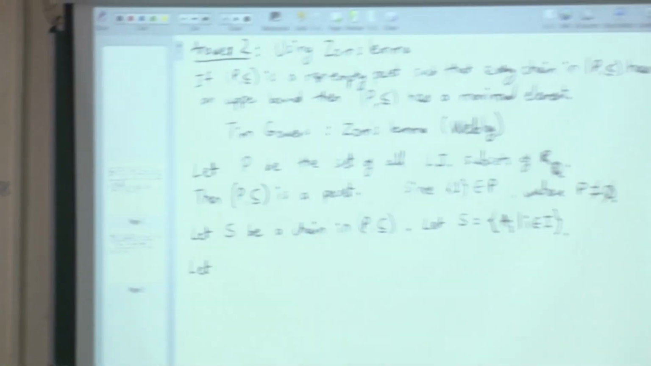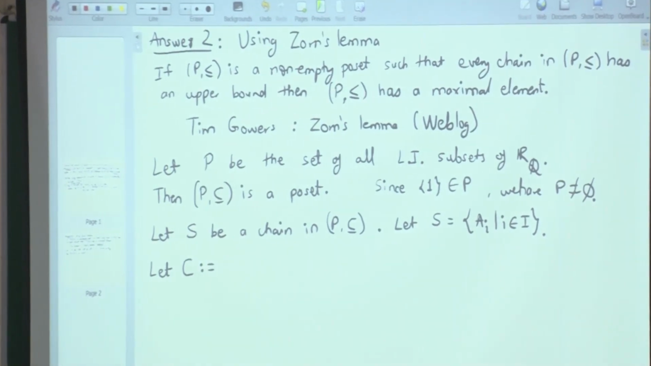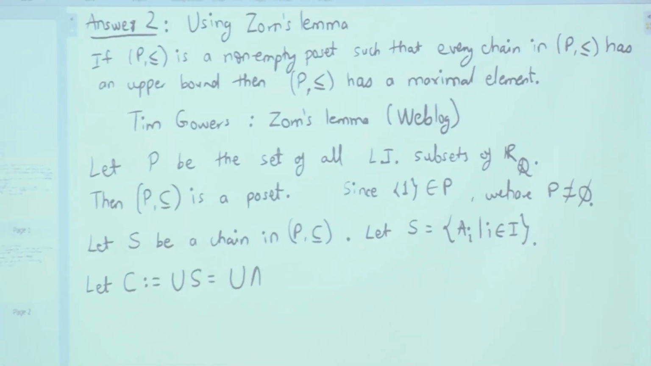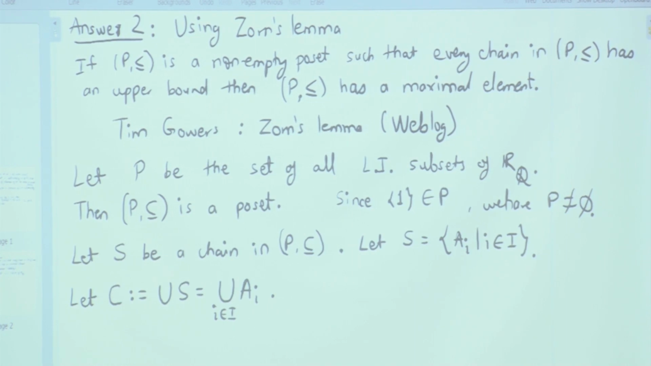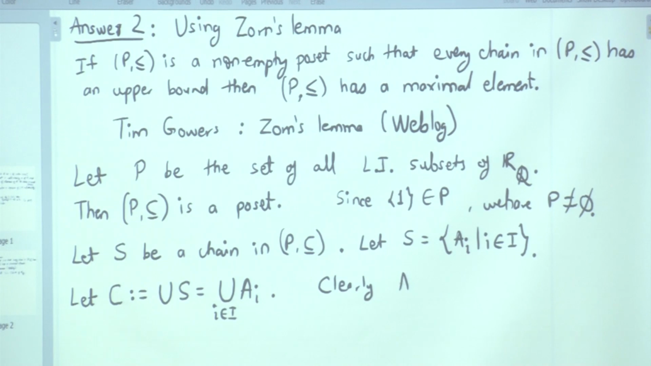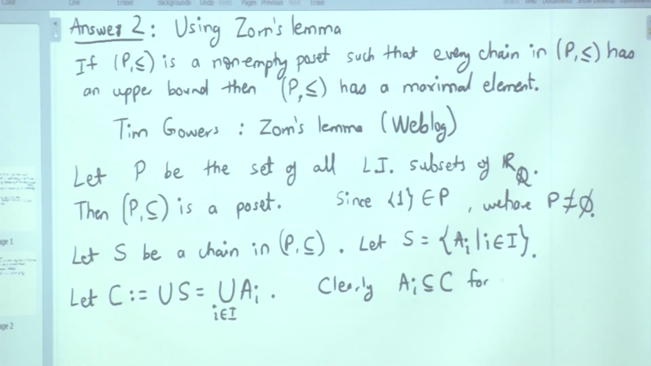What is an upper bound? It should contain all the A_i. How to construct something like that? Union. There is only one obvious choice. So let C be the union of S, which is also the union of A_i, i in I. So what do we need to claim? Before I claim something, clearly A_i is a subset of C for each i in I. So therefore it is an upper bound.